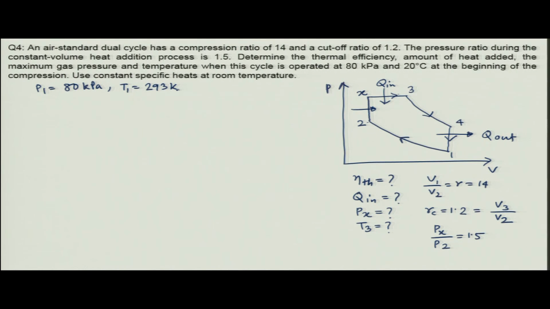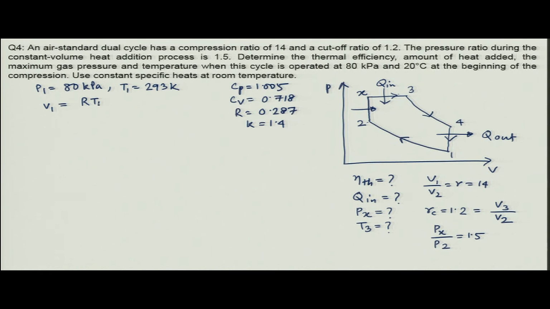So, Cp and Cv: Cp is 1.005, I am not writing the unit, and Cv is 0.718, R is 0.287 and k is 1.4. Okay. So, please write the units always, I am not writing now at this moment, but you always write. So, what I can do, I can find what is the specific volume at the beginning of the compression stroke.